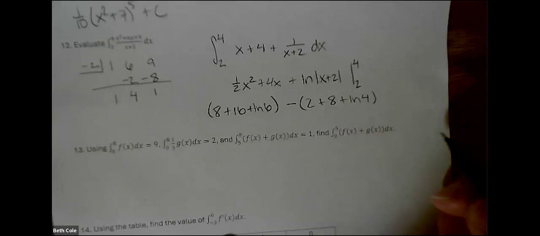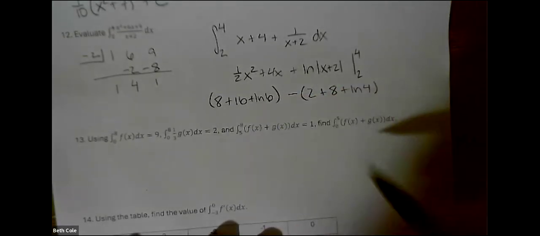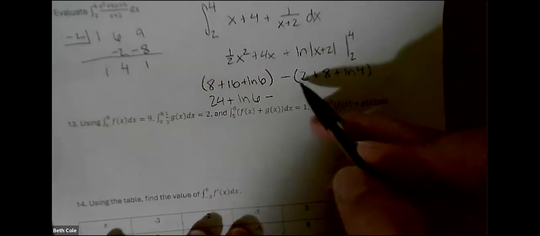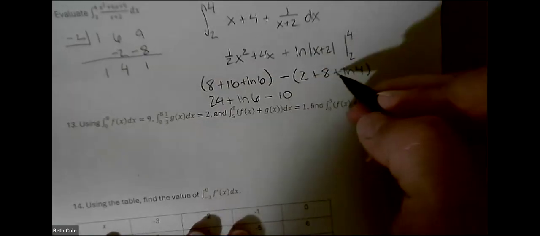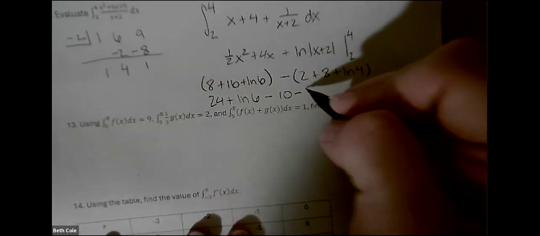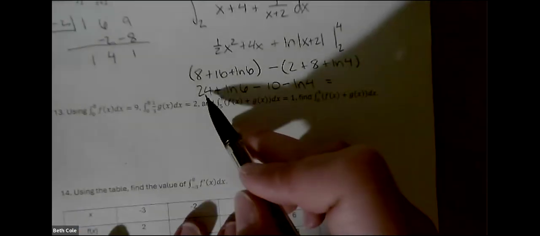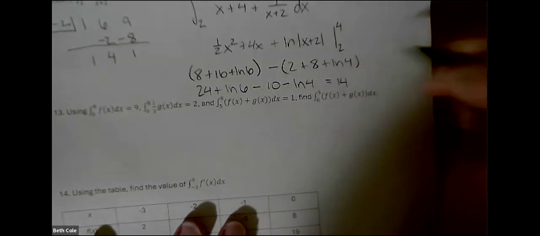You have to keep going because it's going to be multiple choice. None of the choices are going to look like that. They're going to simplify it down. So this will be 24 plus ln 6 minus 8 and 2 makes 10. And then distributing the negative, it'll be minus ln 4. So final answer, 24 minus 10 is 14.